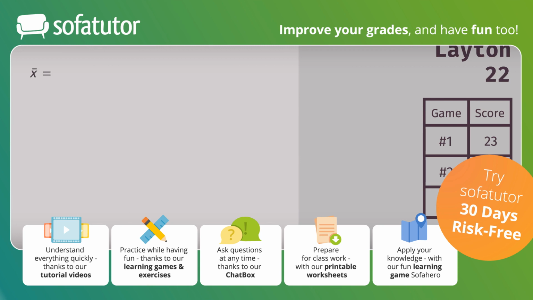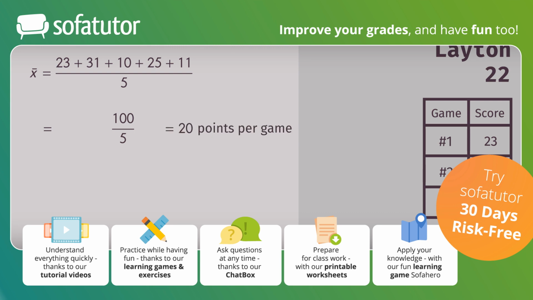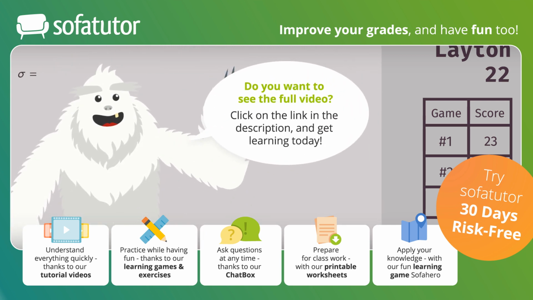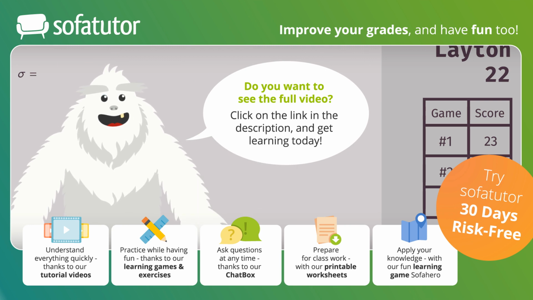We need his scoring average next. So we total his scoring from the last 5 games and divide by n equals 5, which gives us the average. And we find out that Lance Layton also averaged 20 points per game over the last 5 games. Let's see if the standard deviation of Lance Layton is as low as Martin McTry's.